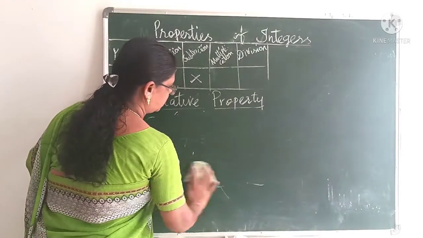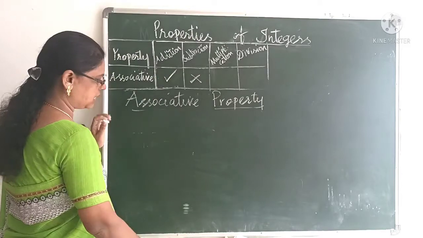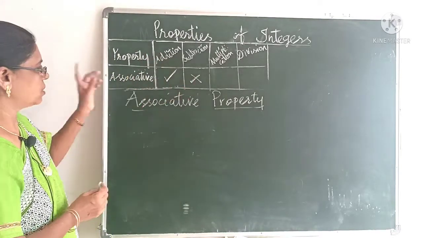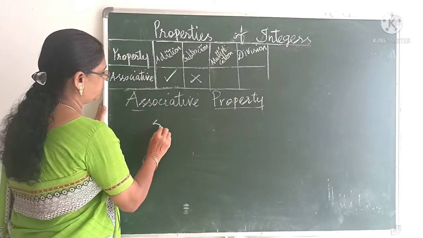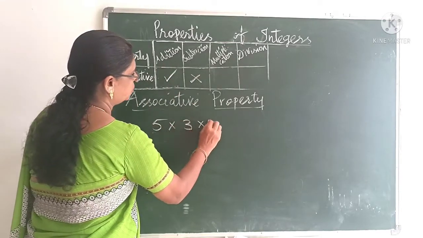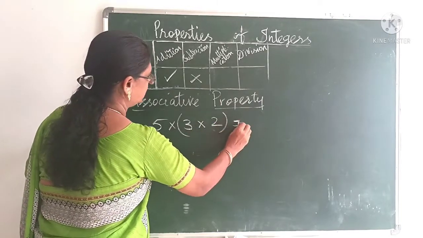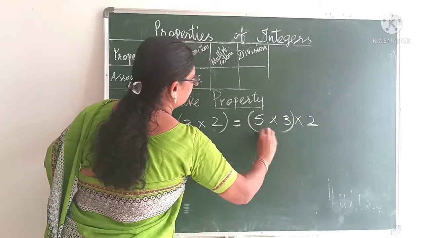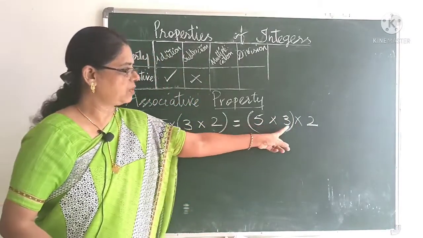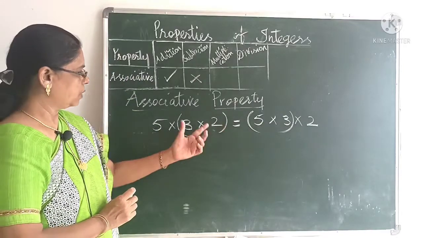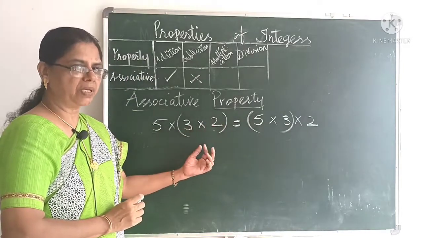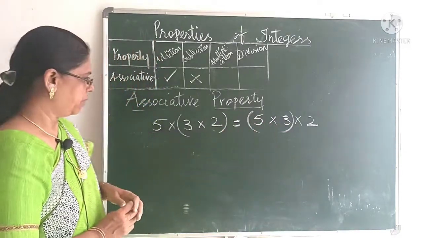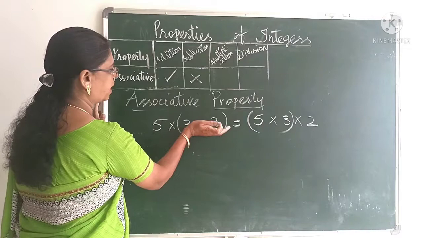Let us move on to multiplication of integers and check whether multiplication of integers holds associative property or not. 5 into 3 into 2. 3 into 2 is in one group, and this side 5 into 3 is in one group. Second number and third number we have put in brackets. Here first number and second number we have put in brackets.